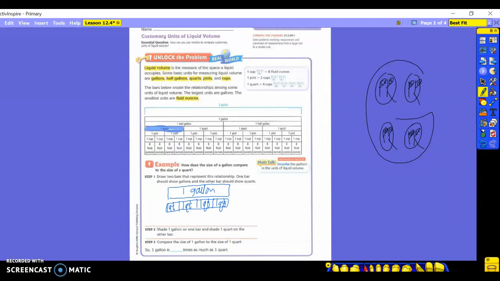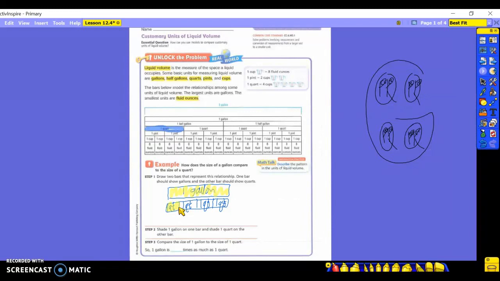So you're just going to quickly, I'm going to do this in a different color so you can tell what I'm doing. Quickly shade. Don't cover it up, so don't do it so hard that you can't see your 1 gallon mark, okay? And then you're going to shade 1 quart because we're going to compare the two. So just quickly shade it. 1 gallon and 1 quart, and I want you to take a look at it.